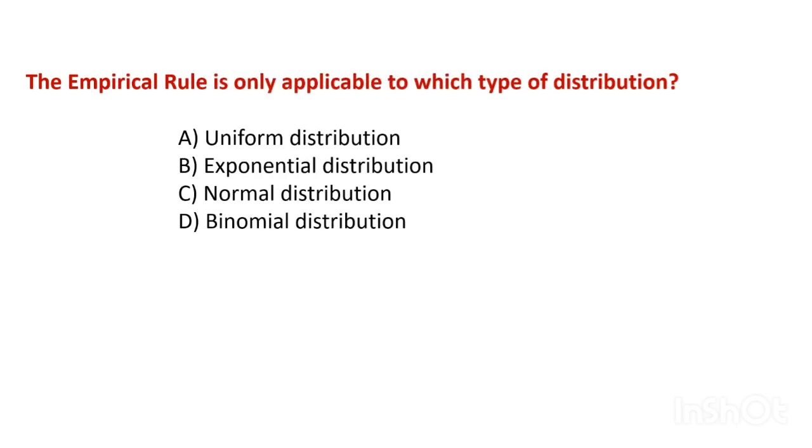The empirical rule is only applicable to which type of distribution? The empirical rule specifically applies to normal distributions, which are symmetric and bell shaped, so the correct answer is C, normal distribution.